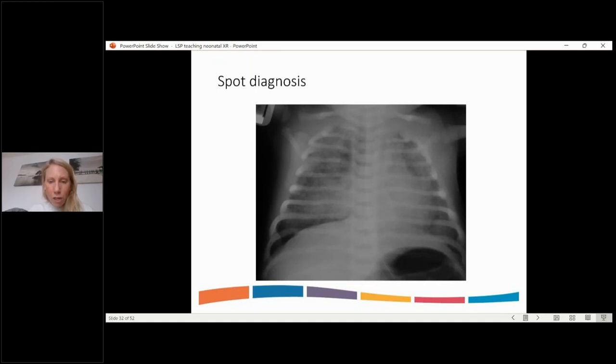So this is another spot diagnosis. So a typical X-ray, again, for a baby admitted to the neonatal unit, what do we think that one is? And I'm just going to plug my computer in, so apologies if you can see me moving.